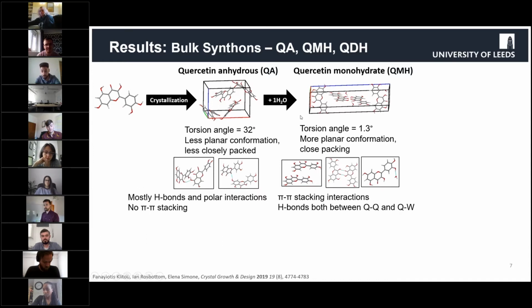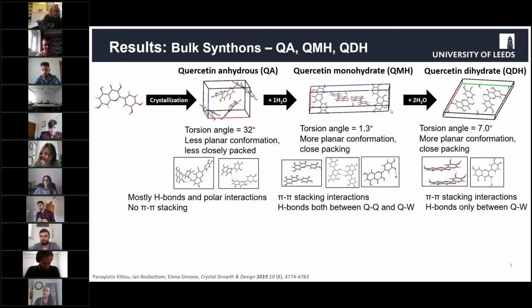As far as hydrogen bonding is concerned, hydrogen bonds were found to be formed both between the quercetin molecules and also between quercetin and water molecules. And with two water molecules per quercetin molecule, we get the quercetin dihydrate structure.